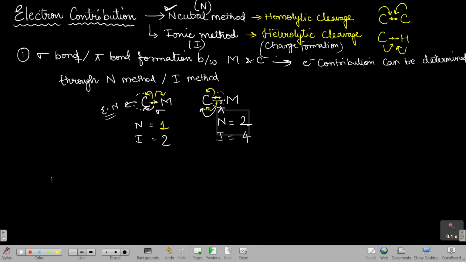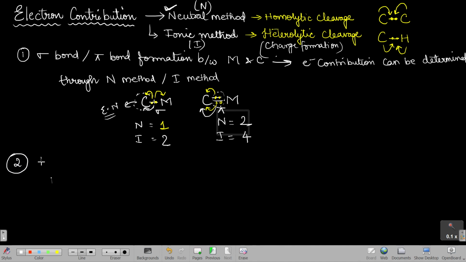This is also true for a triple bond. Okay. So whenever you have a sigma or a pi bond directly between a carbon and metal, you can use either the neutral method or ionic method to determine the electron contribution, and it will be changing. So with the neutral method you will have one type of answer, for the ionic method you will have another type of answer, and that does not matter.